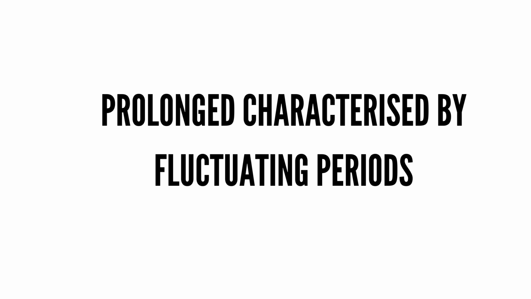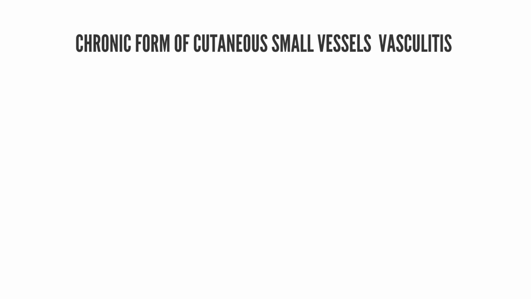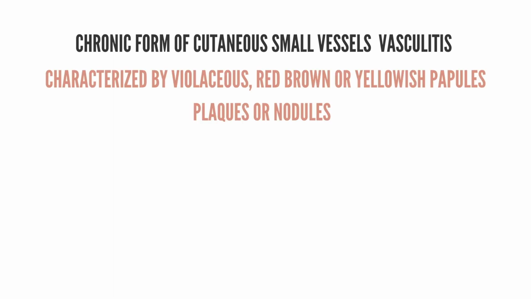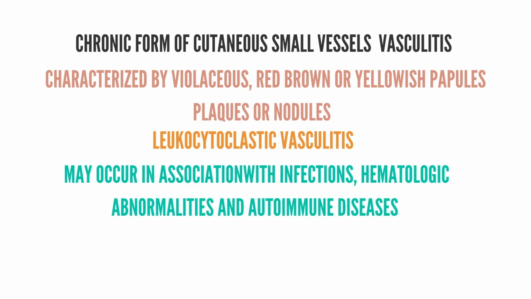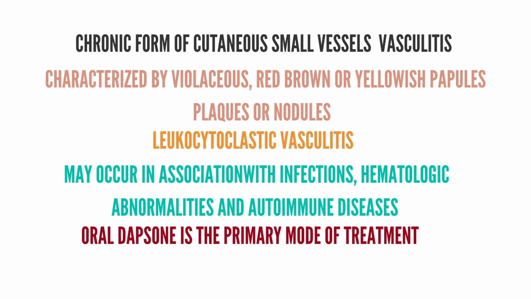So for a quick review, erythema elevatum diutinum is a chronic form of cutaneous small vessel vasculitis consisting of violaceous, red-brown, or yellowish papules, plaques, or nodules that favor the extensor surfaces. Histologically, leukocytoclastic vasculitis is a key confirmatory diagnostic feature. Erythema elevatum diutinum may occur in association with infections, hematological abnormalities, autoimmune diseases, or other conditions. Oral dapsone is the primary mode of treatment. If you have to remember one word from this lecture, it would be erythema elevatum diutinum is equal to fibrosing leukocytoclastic vasculitis.